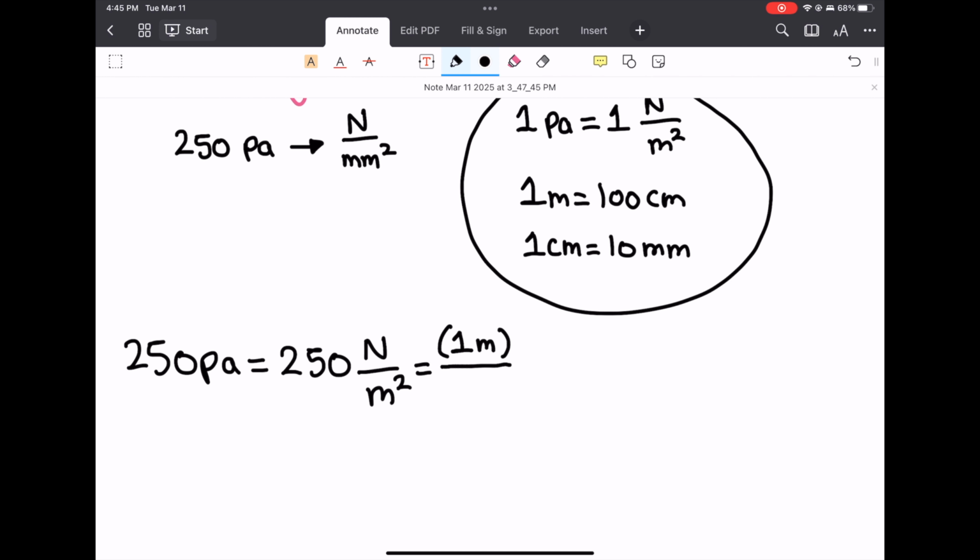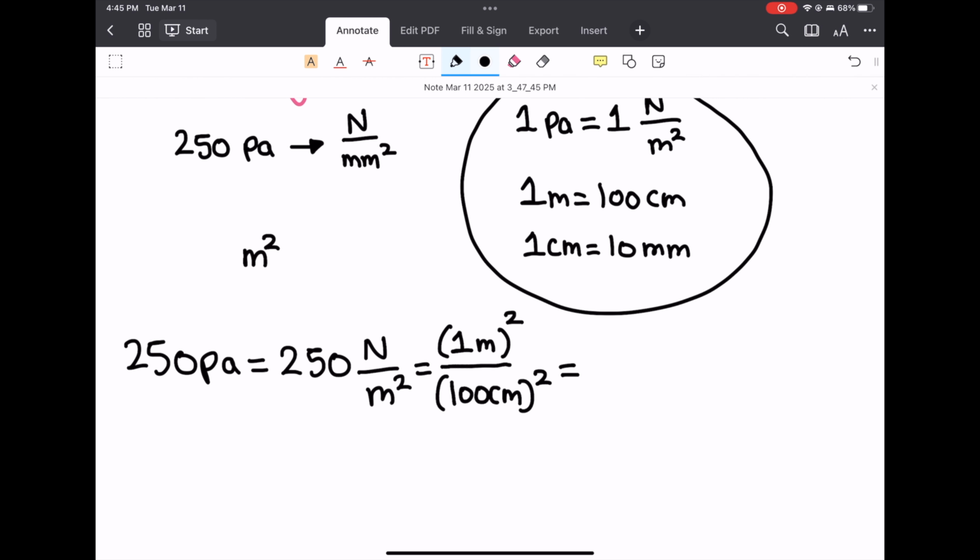This meter squared is being squared, so that's why there's a 2 in the top corner. In order for it to cancel out, the unit will have to be squared as well. So when I write 1 meter in the numerator, we have to square it. Anything you do to the top, you have to do to the bottom as well. So you're going to write 100 centimeters and you're going to square it. So we're good with that factor.